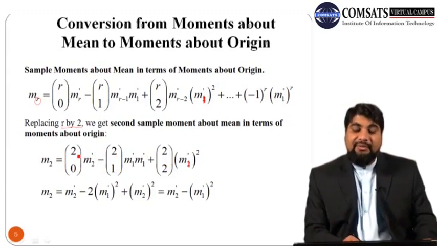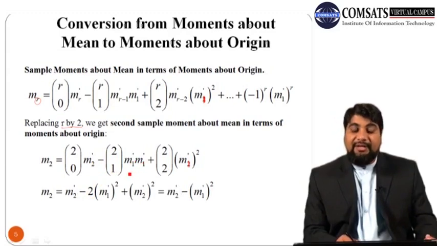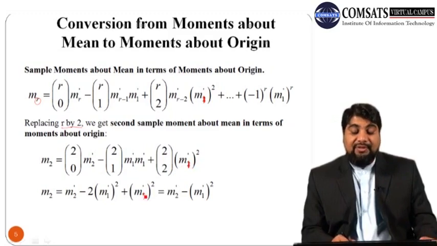So again we can calculate 2C0, which is 1, so we get m2 dash, this minus sign as it is, 2C1 is 2, and then this m1 dash, both are being multiplied, we get 2 m1 dash whole square, then this 2C2 is 1, and we have m1 dash whole square, so this m1 dash whole square as it is.